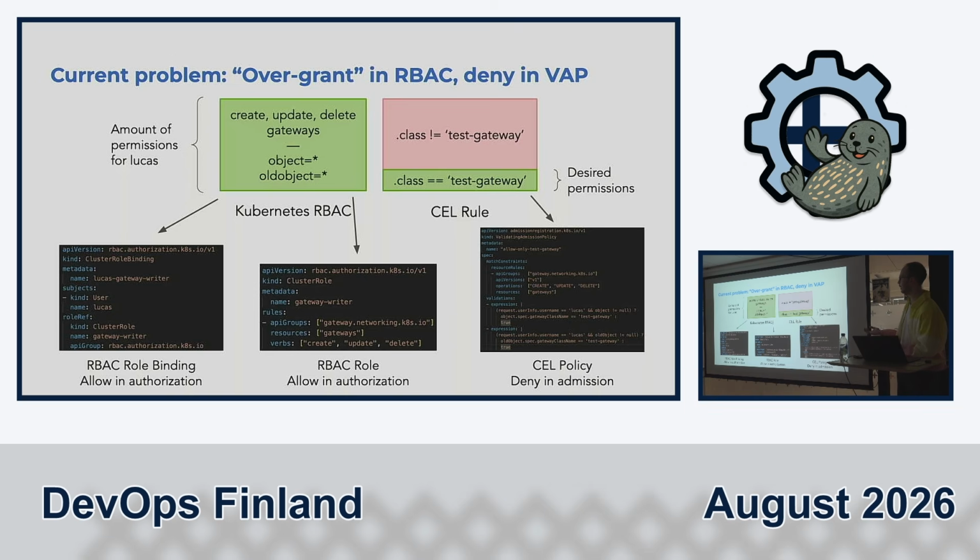Now, if that's the amount of permissions you want to give them, what you would need to do today is make first a kind of policy for the first phase, which says that Lucas can create, update, delete gateways. But that's actually more than you want, because you only want Lucas to be able to create gateways with a certain property. So then in the second, third phase, you need to add this deny rule, which says that actually, if Lucas tries to do anything else than test gateway, actually block him, right?